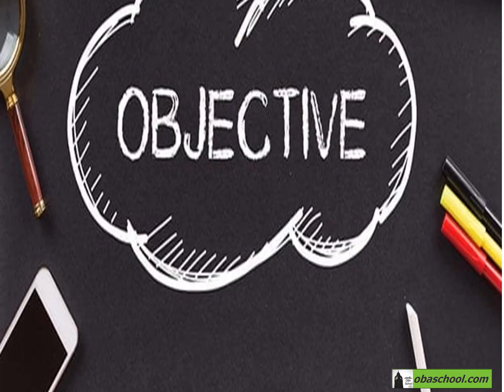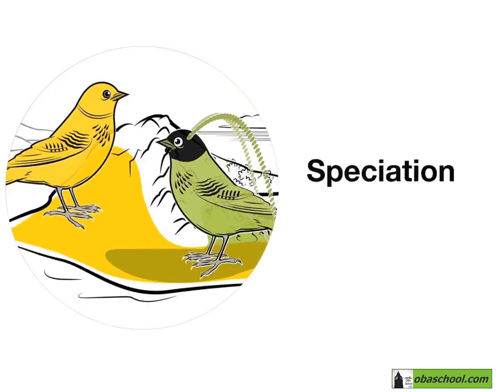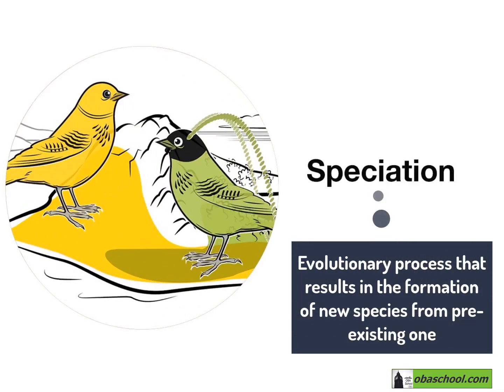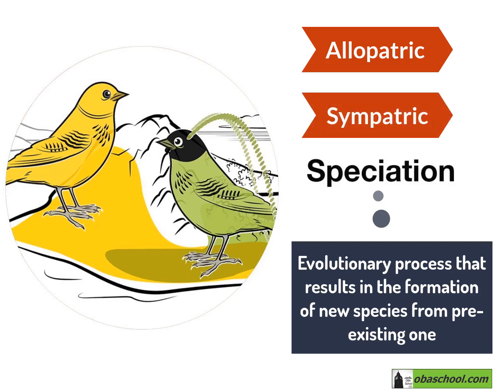In this lesson, we are going to learn what is meant by allopatric speciation. We have learned that speciation is an evolutionary process that results in the formation of a new species from a pre-existing species. And there are two basic mechanisms through which speciation can occur, either by allopatric speciation or by sympatric speciation.